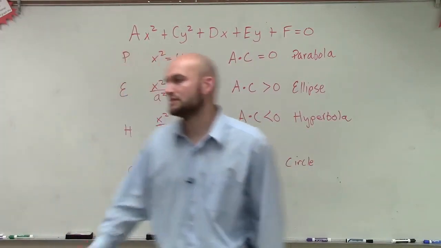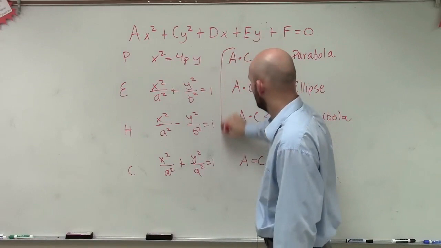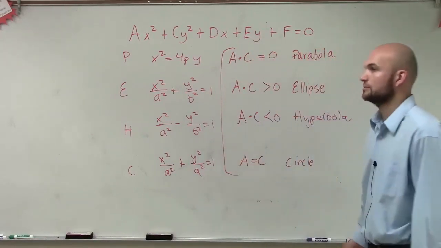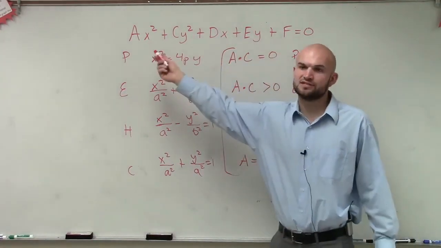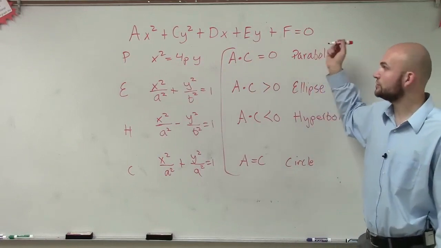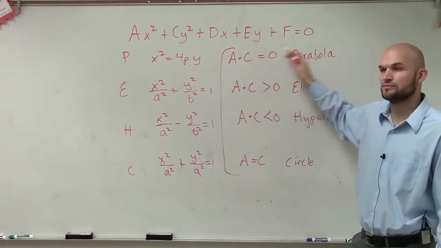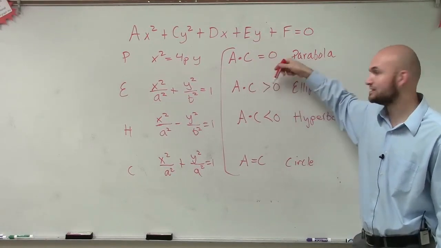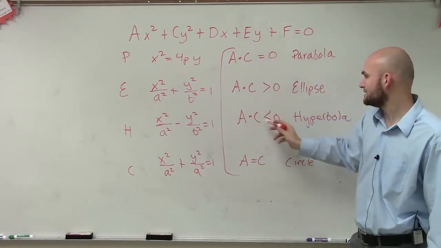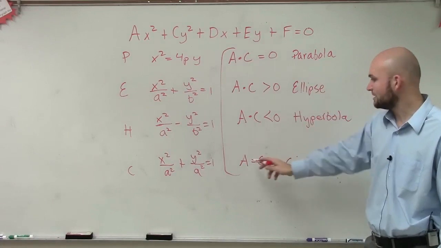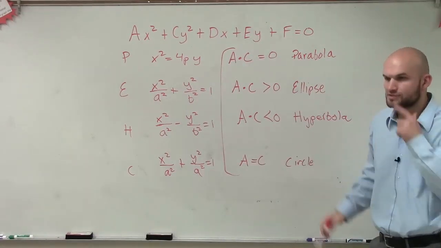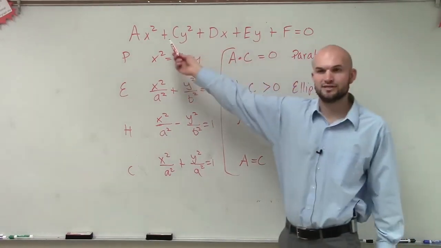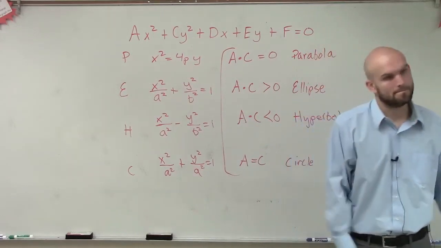All right, so these are going to be your main points you guys are going to want to know. If I give you an equation in this format, all you need to do is understand: if a times c equals 0, then you have a parabola. If a times c is greater than 0, you have an ellipse. If a times c is less than 0, you have a hyperbola. And if a is equal to c, then you know you have a circle when it's in this format. Okay? That's it.